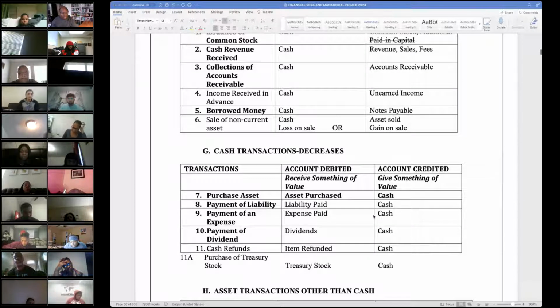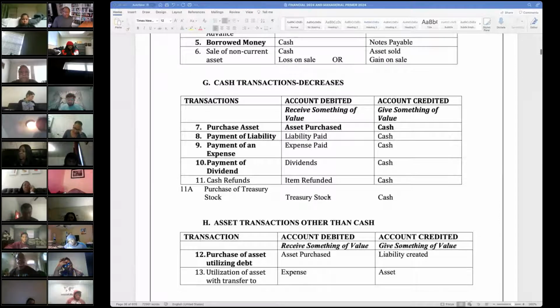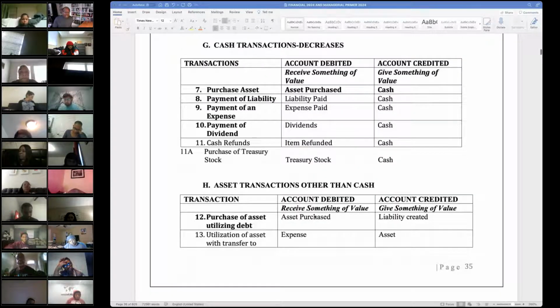This is what that journal entry is going to look like. So you're always reading the transaction and seeing where we are. If we buy something on credit, we use a credit card as opposed to a debit card, then it's going to be a type 12. On a debit card, cash comes out right away. On a credit card, you pay the cash later. So when you purchase an asset utilizing debt, you're going to debit the asset purchased and credit the liability created.